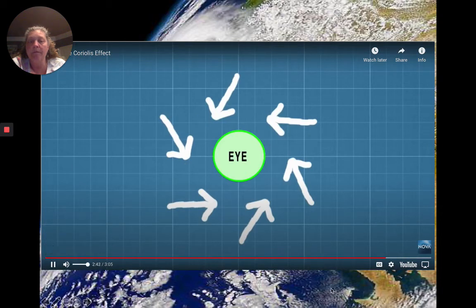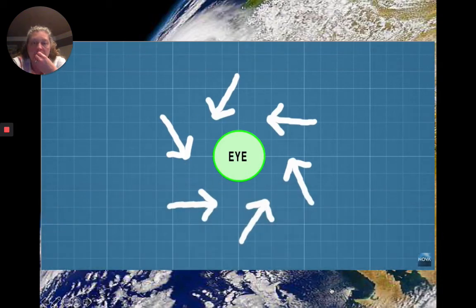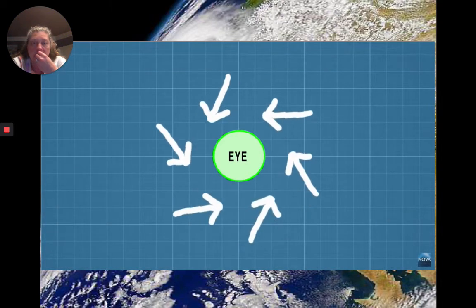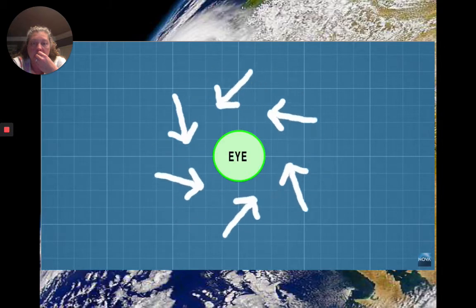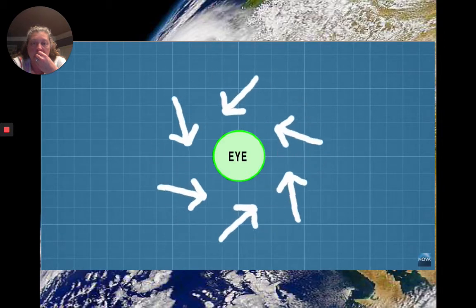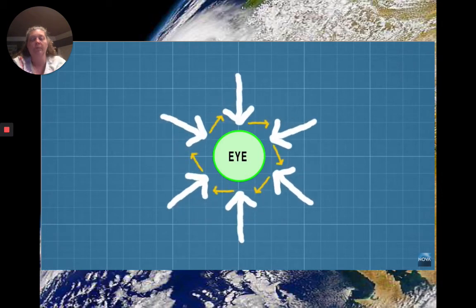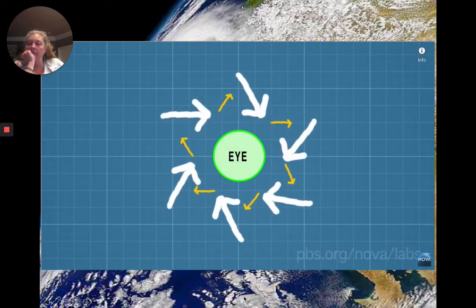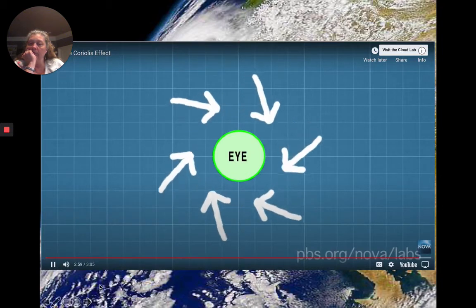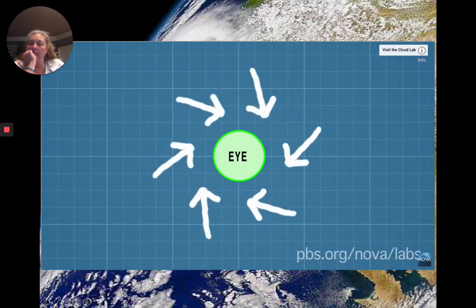The air keeps trying to make its way to the middle and keeps getting deflected, causing the entire system to spin in a counterclockwise direction. In the southern hemisphere, where the Coriolis effect pulls air to the left, the opposite happens. Storms spin around the eye in a clockwise manner.